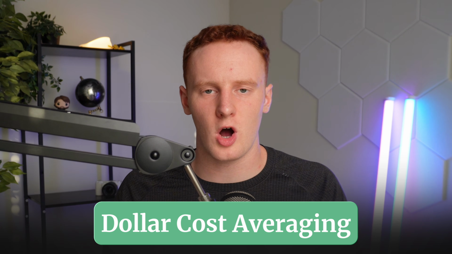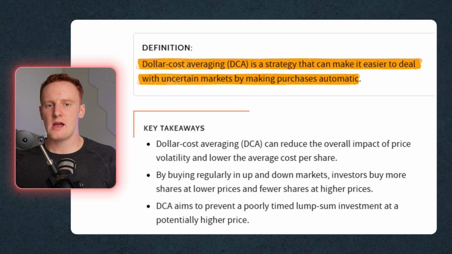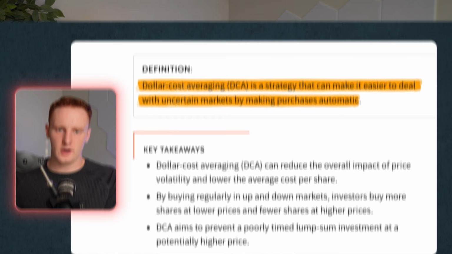Now, the most important part of this strategy, especially if you're a beginner, is dollar cost averaging. Basically, what this means is setting up a recurring buy every single week or month into the market, no matter what's going on. So this would be me setting up a recurring investment into each of these ETFs for, let's say, even $20.